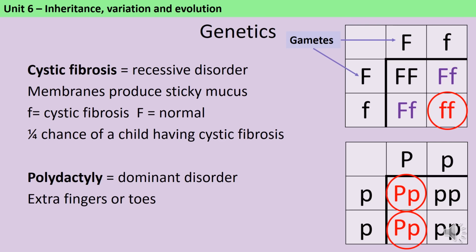In this question, we've been asked to draw a genetic diagram showing the likelihood of one parent who has the disease and is heterozygous having babies with another parent who doesn't have the disease, having a child that also has polydactyly. As you can see, here the chances are 50%.